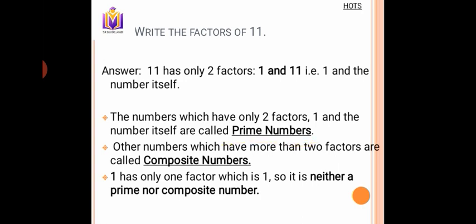But when it comes to a composite number, we can take 12. 12 is composite because it comes in the tables of 1, 2, 3, 4, 6 and 12. That means it has more than two factors, so it is a composite number. And this is very important: 1 is the factor of all the numbers, but it is neither a prime number nor a composite number. It is a natural number.